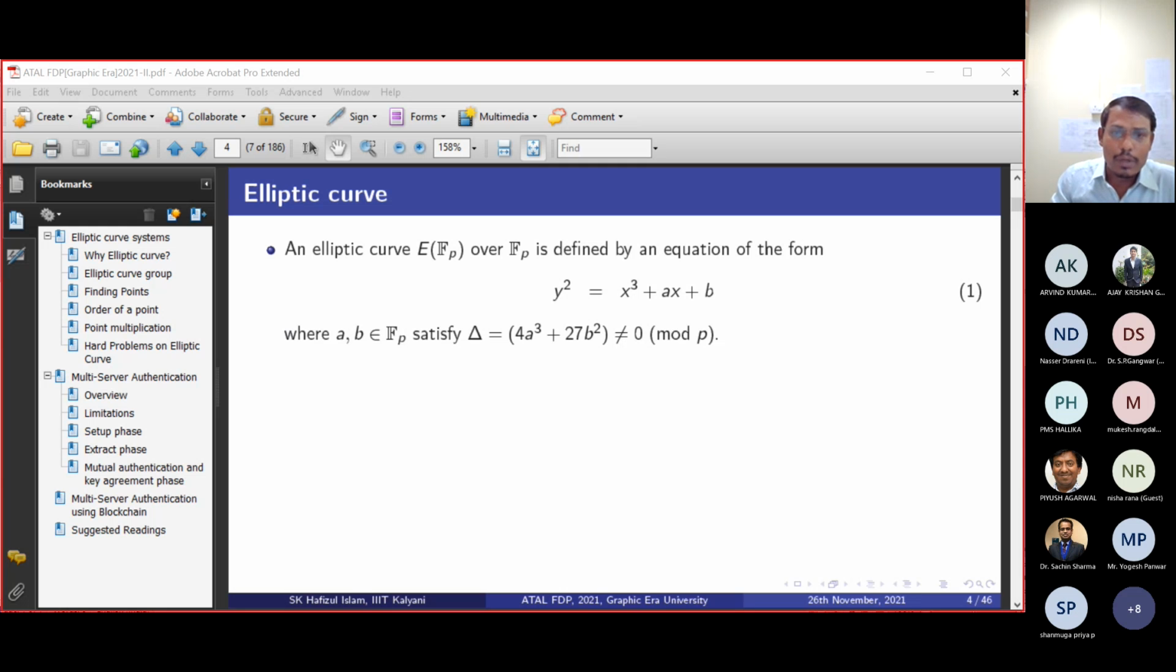So that is why we try to form this set as a group with respect to the operation addition. But this addition is not a simple integer addition. So what kind of operation is it? We define this as addition, but with respect to the elliptic curve, and we'll understand what kind of operation it is. We'll define it later.